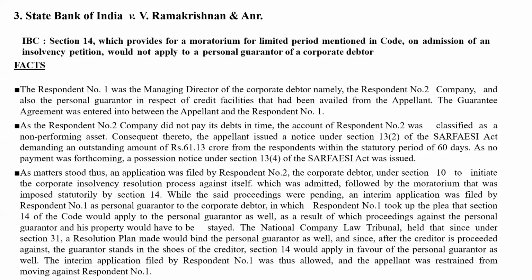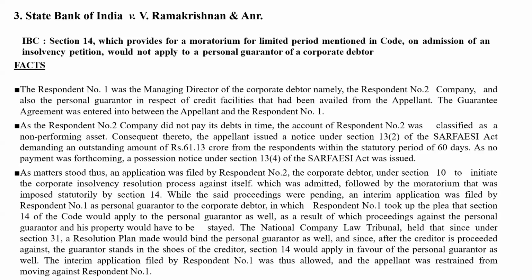But in the meantime, the company filed a petition. Because the company itself can also file a petition under Section 10 to initiate the CIRP process. And it was admitted also, followed by the moratorium that was imposed statutorily by Section 14. So while the said proceedings were pending, an interim application was filed by respondent number 1 as personal guarantor to the corporate debtor, in which respondent number 1 took up the plea that Section 14 of the code would apply to the personal guarantor as well. So he said, being a guarantor, I am also covered by Section 14. This was the plea taken by Ramakrishnan.